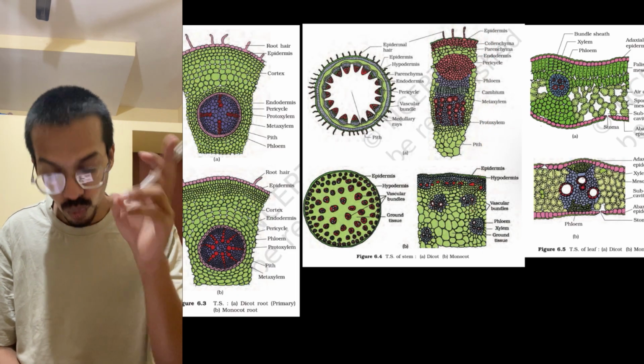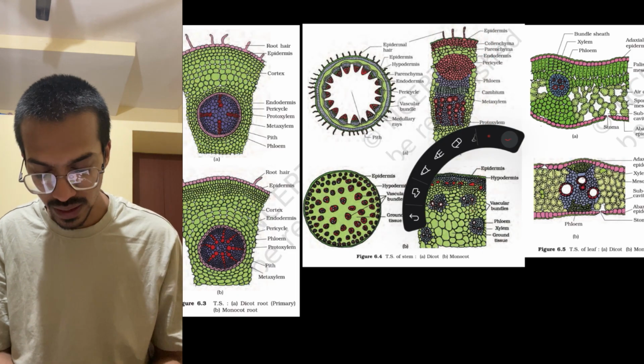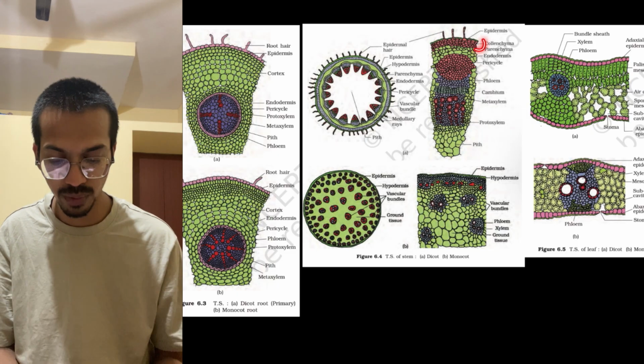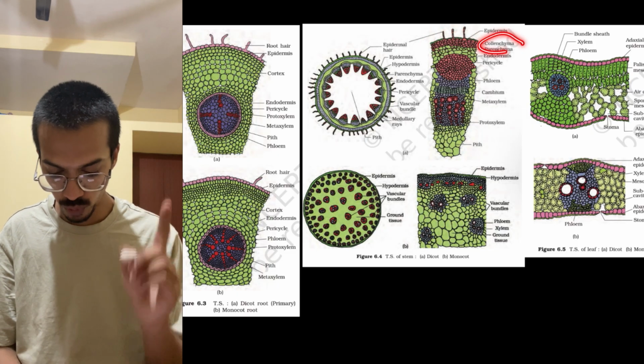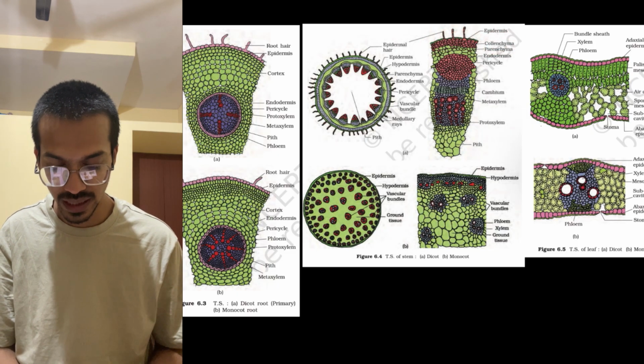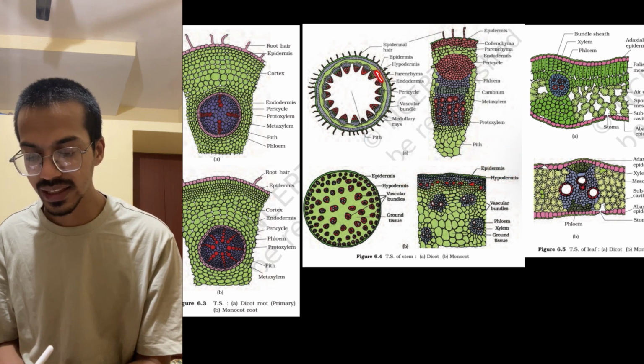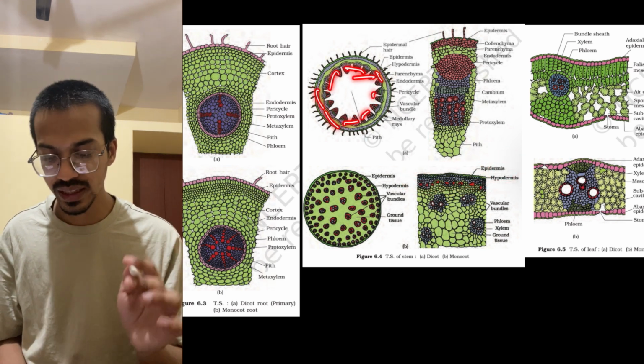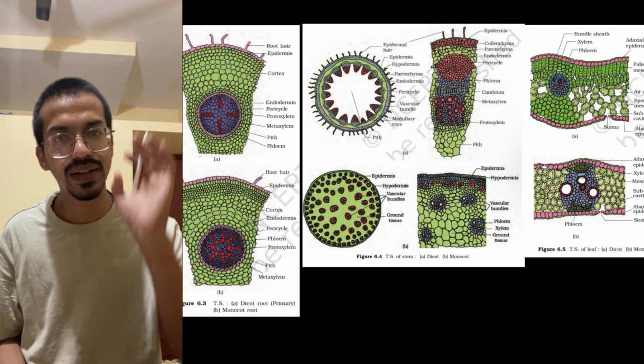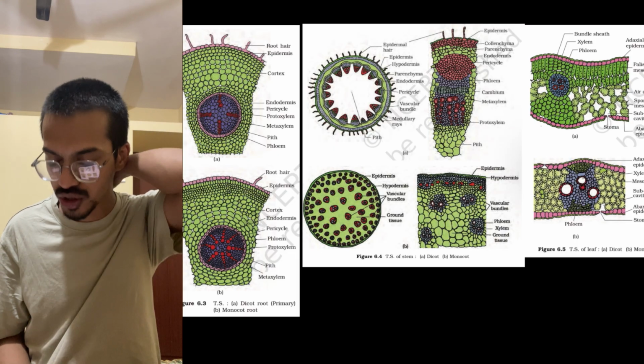Very important is what these layers are made up of. Over here the hypodermis is made up of collenchyma, whereas the hypodermis over here is made up of sclerenchyma. Sclerenchyma is present in this area as well. So don't think that sclerenchyma is only present over here; with respect to the hypodermis I was talking.